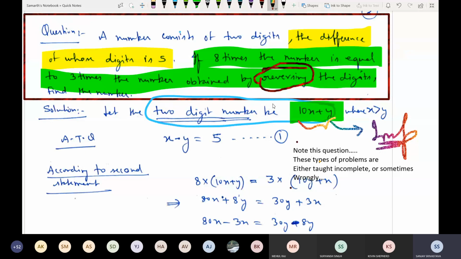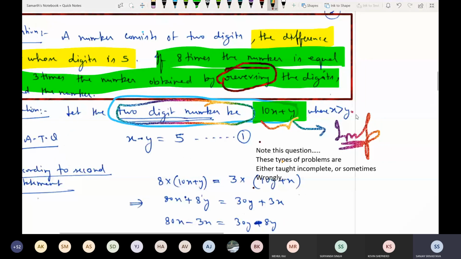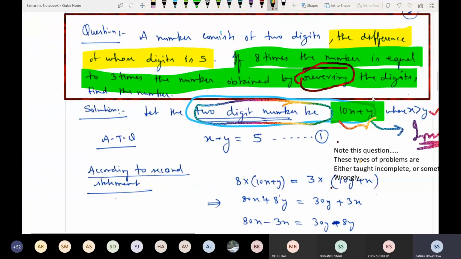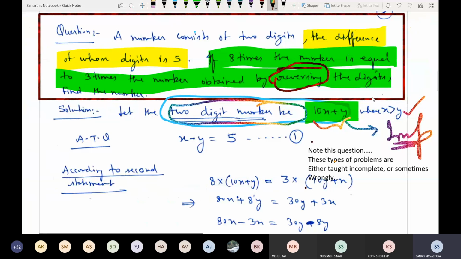Suppose x is greater than y, then I have proceeded according to the question. What was the question? That the difference of whose digits is 5. Because I have taken x greater than y, I have written x minus y is equal to 5. This is the first equation.